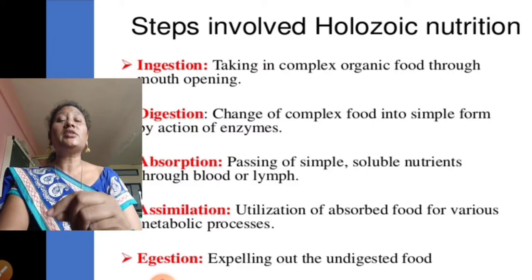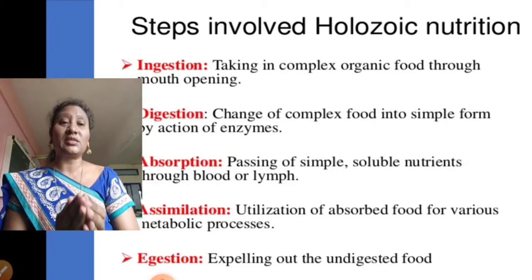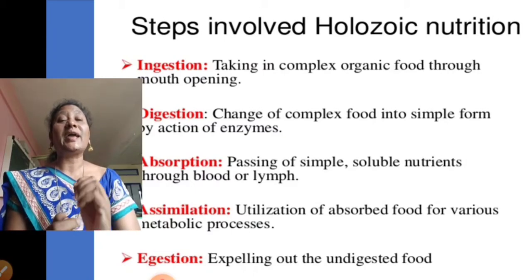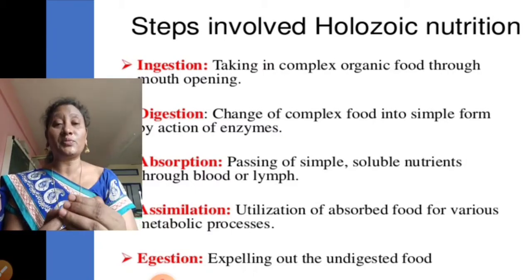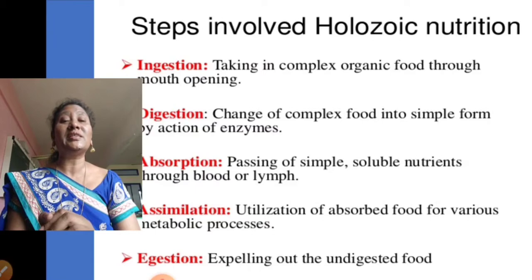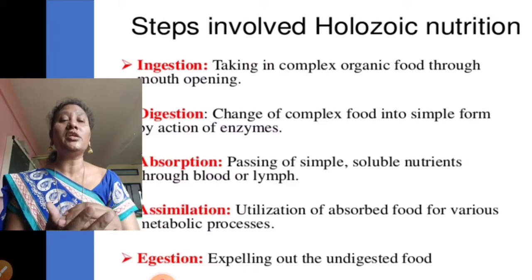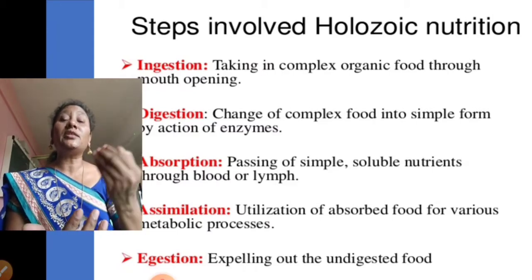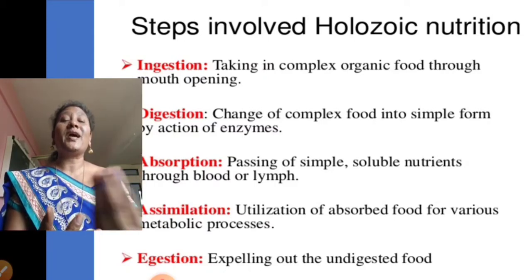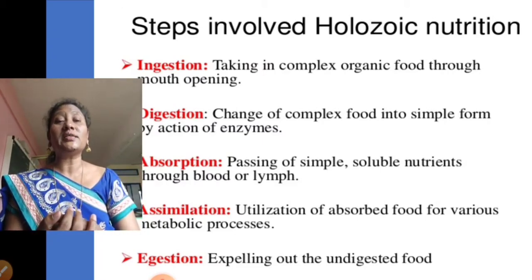Next, what is meant by digestion? Changing of complex food, complex meaning somewhat heavy substance, into simple forms by the action of enzymes. The digestive enzymes act on the food substance, break it down into small pieces and simple forms. That is called digestion. And next one is absorption. Passing of simple soluble nutrients into the blood or lymph. After digestion, the digested food is absorbed into the blood, so it will be passed through the blood or lymph to all parts of the body. That process is called absorption.